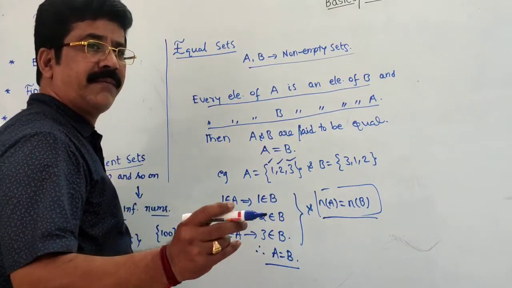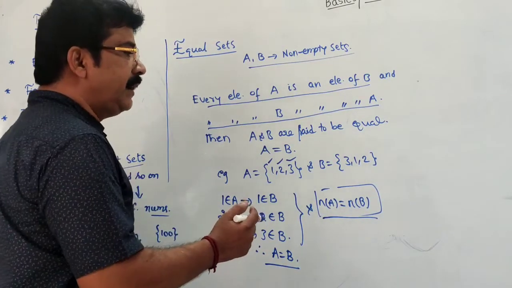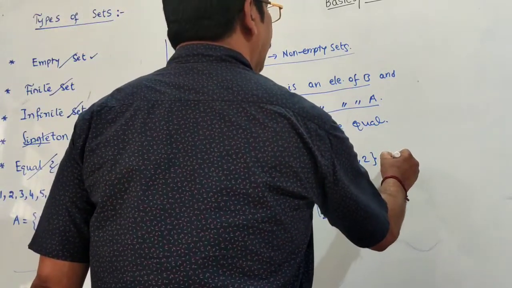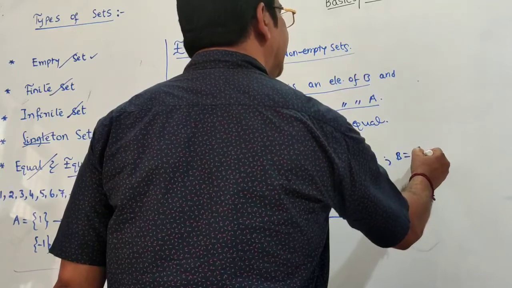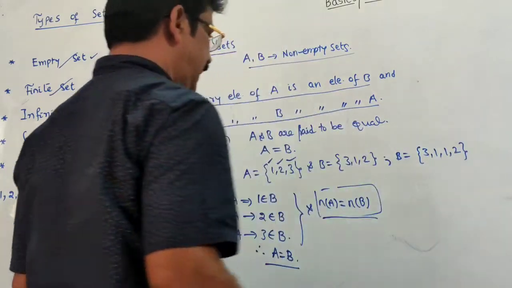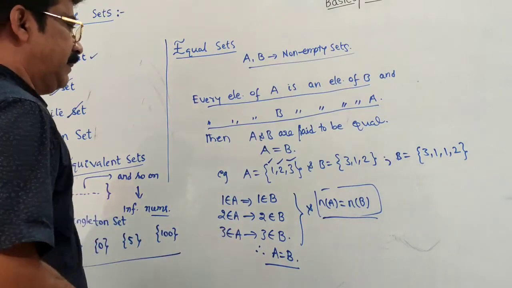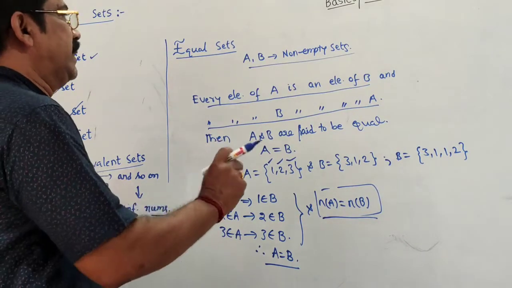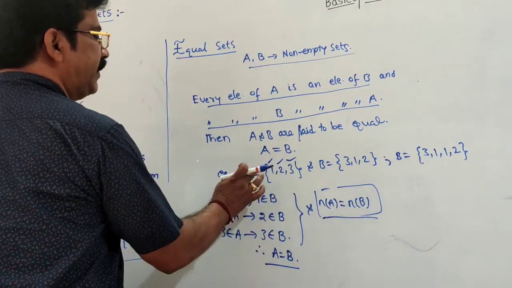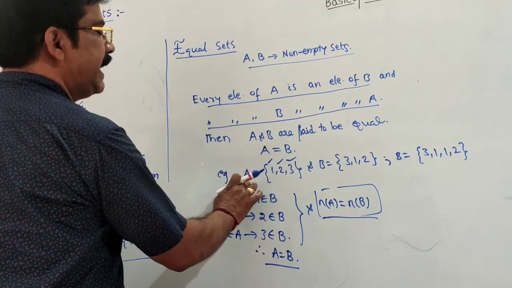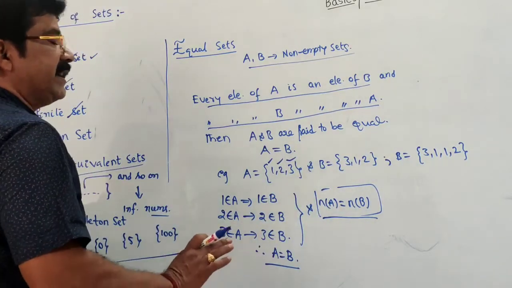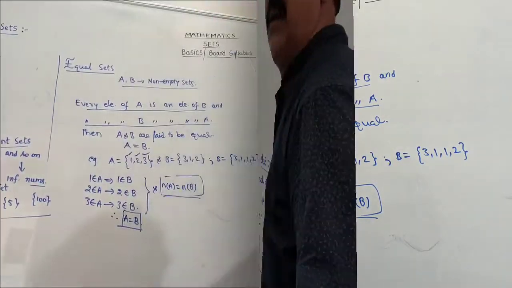Actually, in roster form, order is not necessary and repetition is not necessary. We can take capital B as the set of 3, 1, 1, 2, like that. So n of A is equal to n of B, and each and every element of capital A is an element of capital B. Then we can say that A and B are equal.